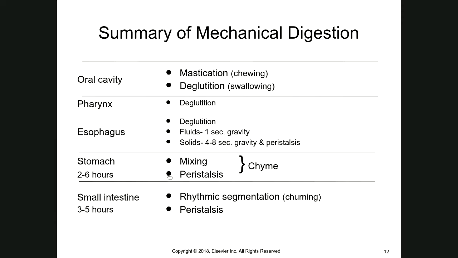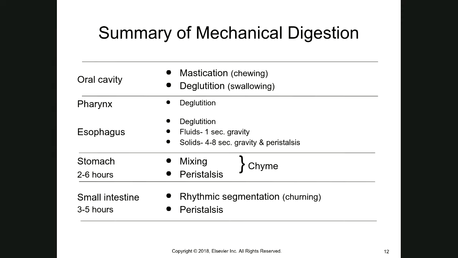And this is where there's mixing and peristalsis, which is the alternating waves of contraction and dilatation that move the food through. And this is where it becomes chyme, in the stomach. All the acids and everything work on that. Once it leaves the stomach, it goes into the small intestine, where it spends 3 to 5 hours. And this is where you have rhythmic segmentation, or churning, taking place, as well as peristalsis, which moves the food through.